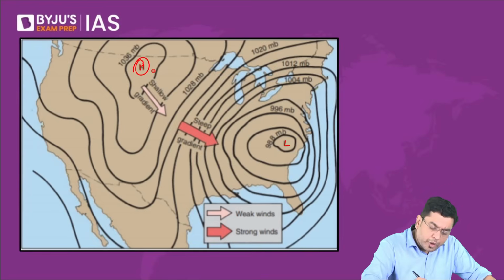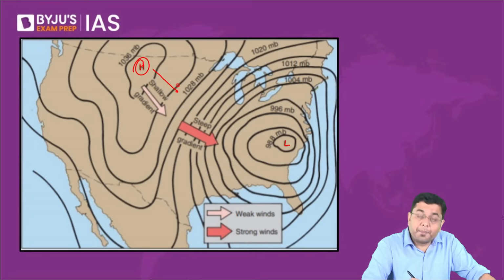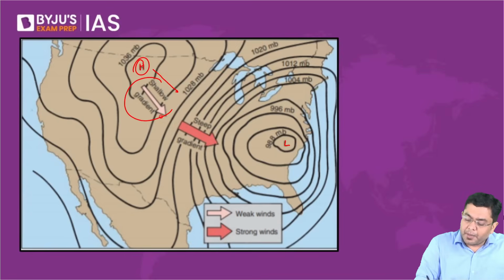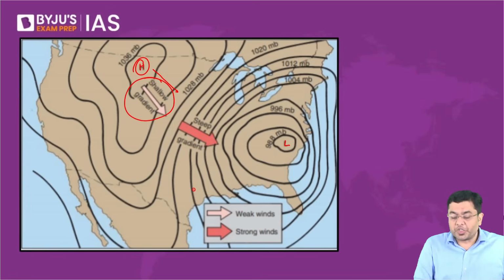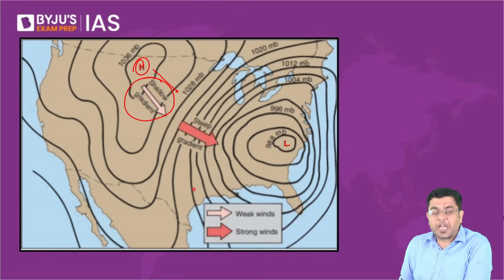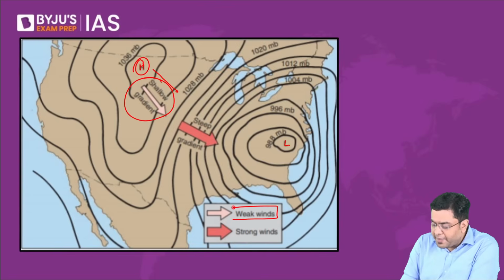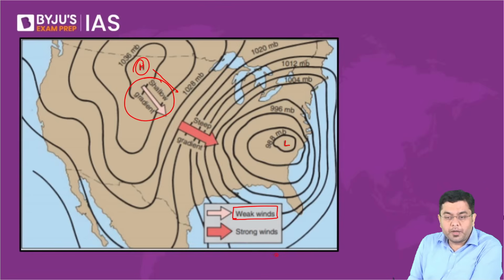In this area, you will observe that the spacing is very, very high. So that represents a significantly shallow pressure gradient. Whenever you have a shallow pressure gradient, that will be associated with a weaker wind movement.